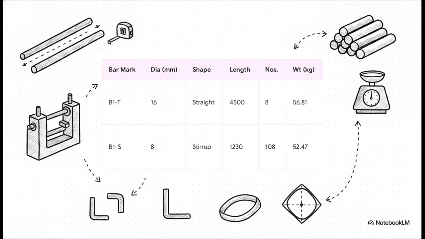You absolutely need specific columns in an exact order, right? You need the bar mark to identify the piece, the diameter, the shape code, the cutting length in millimeters, the total numbers required, and finally the total weight. Anything less than that just invites mistakes.